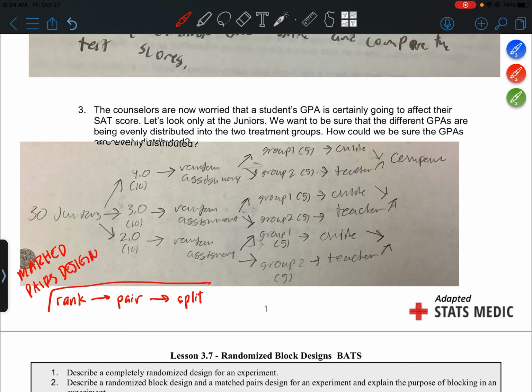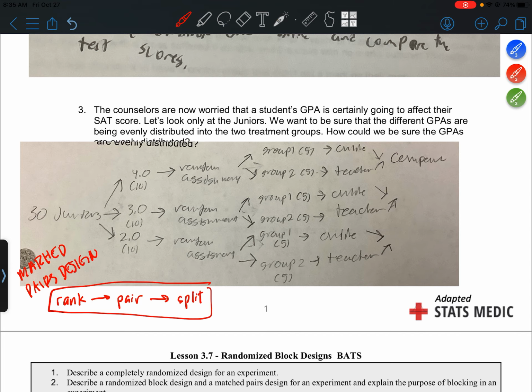So this right here is the matched pairs design. What the student response is, that's just a block design, the 4.0, 3.0, 2.0. But if we rank, pair, and split, that's going to be called a matched pairs design. It's actually going to give much more precise estimates, much more precise results.